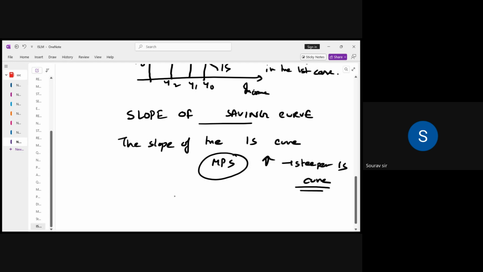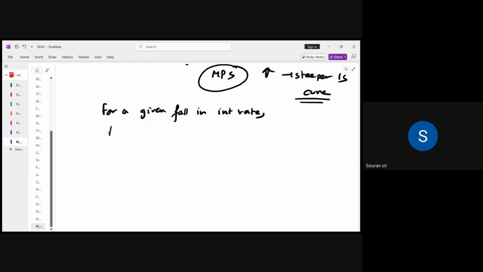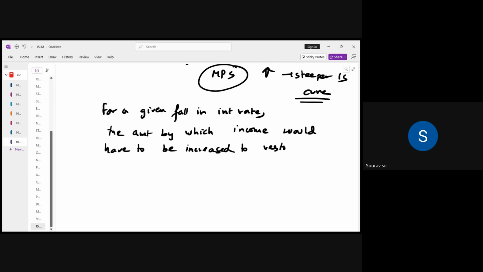Say for a given fall in interest rate, what happens? The amount by which income would have to be increased to restore equilibrium in the product market.